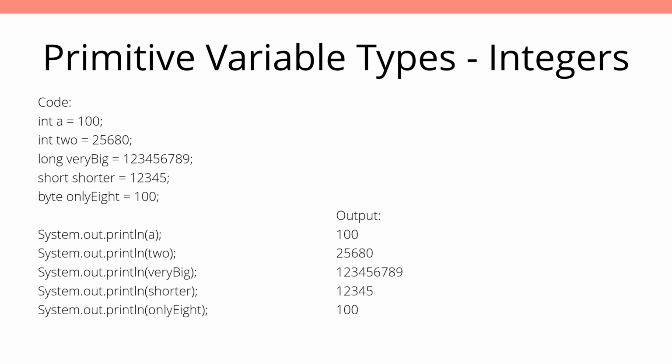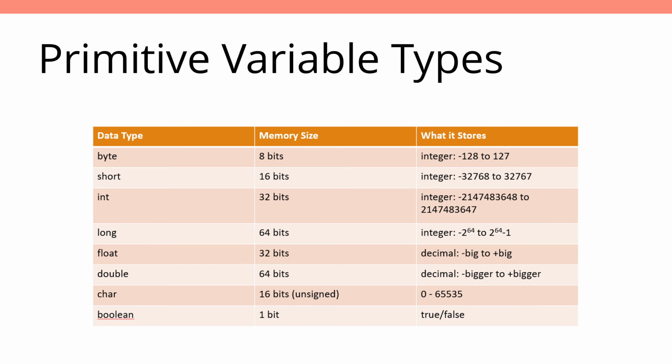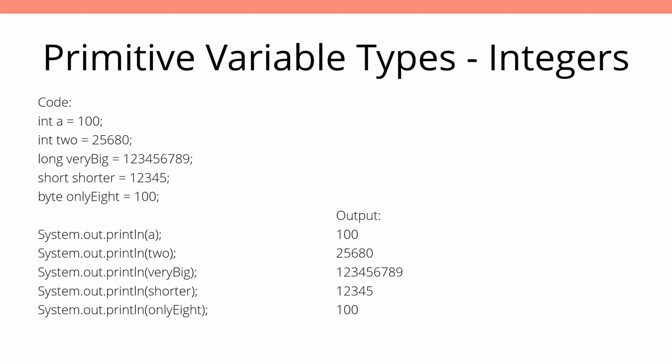Alright, so on the left-hand side, we have some code, and you can see that we have int, long, short, and byte, and notice that they are all being assigned integer numbers. Okay, integers. There's no decimals in them. And if we look here on the right side, it says what it stores: integers. Now again, we only have to know int for integer, double for decimal, and boolean, true, false. But I do want you to understand that some variable types only store integers, and some can store decimal numbers.